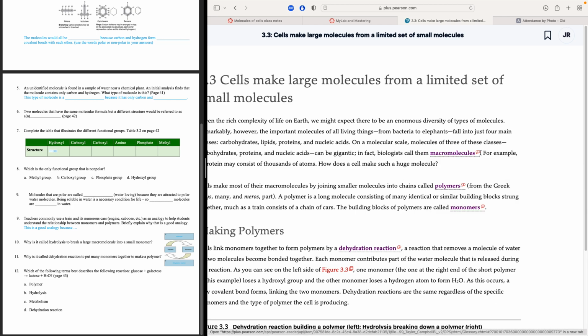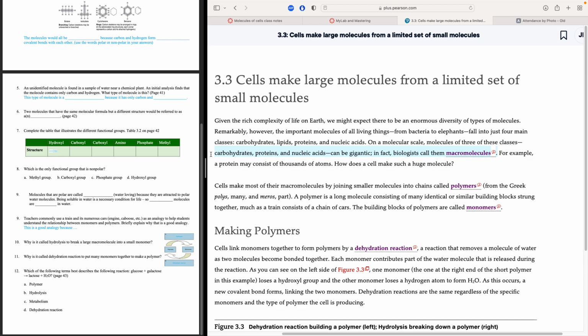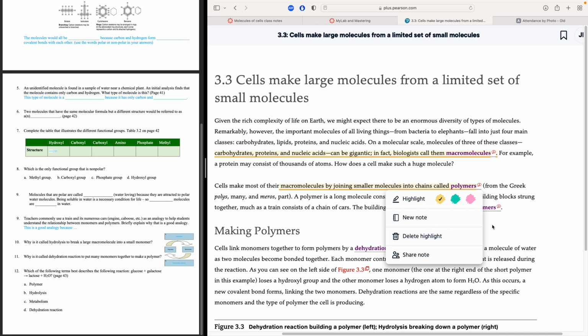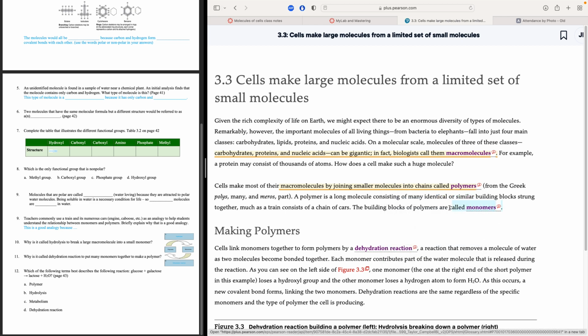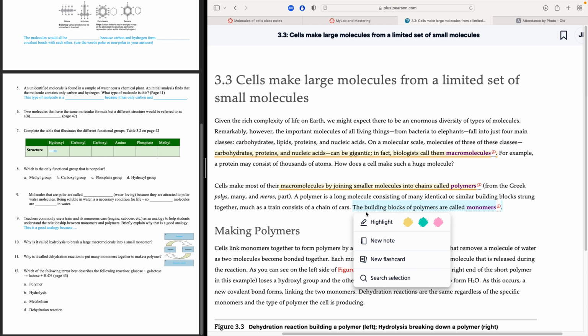So you can call a macromolecule a gigantic molecule. And they gave you examples of those: carbs, proteins, and nucleic acids. A polymer is the macromolecule. And the small building blocks are called monomers. So I highlighted all those three.